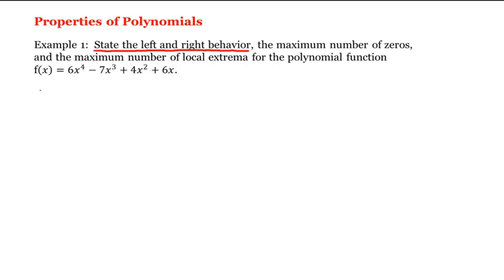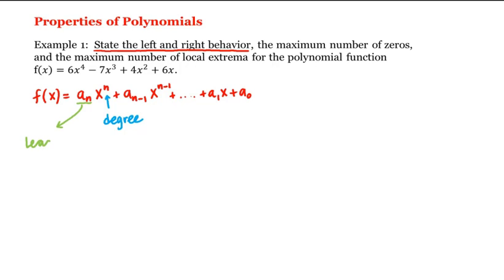Now, a polynomial function is one of the following form. f of x is equal to a sub n x to the n plus a sub n minus 1 x to the n minus 1 plus ... a1x plus a0. n here is called the degree of the polynomial, and a sub n is called the leading coefficient, which we are assuming is non-zero.